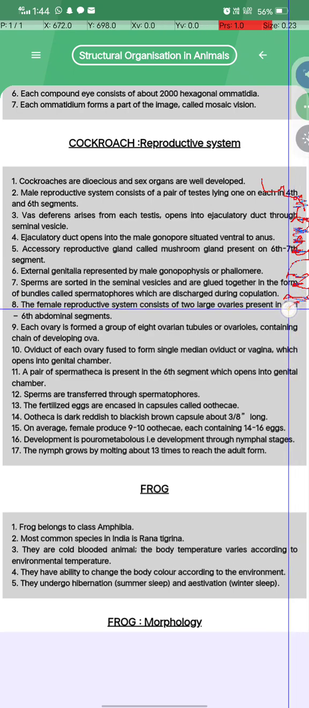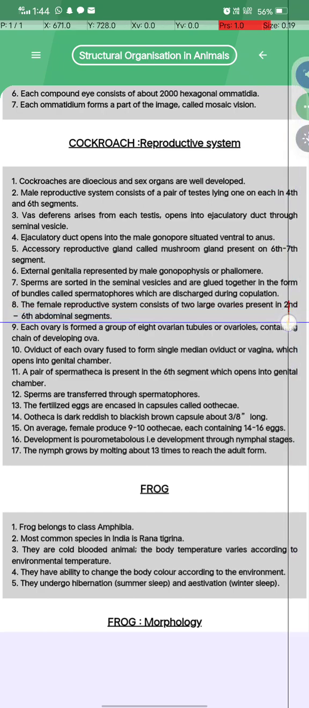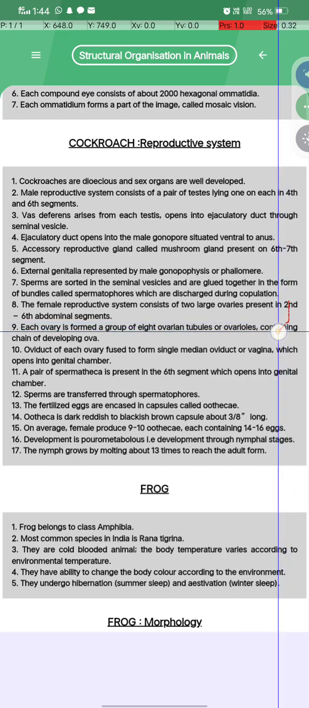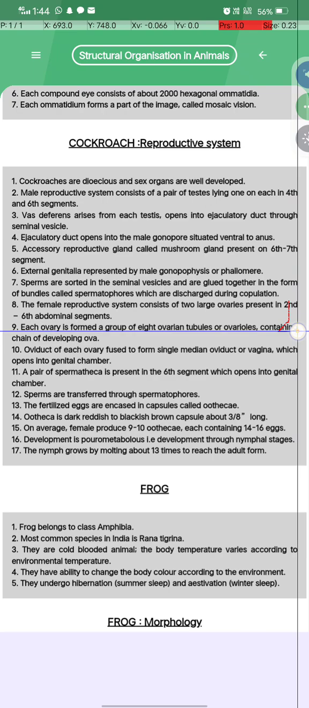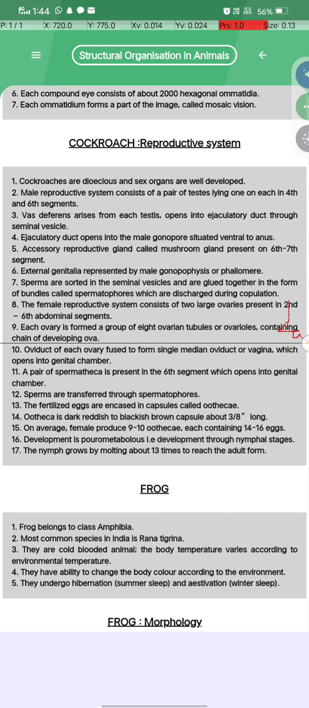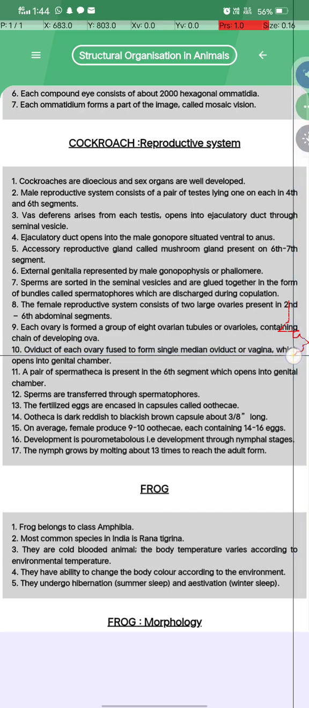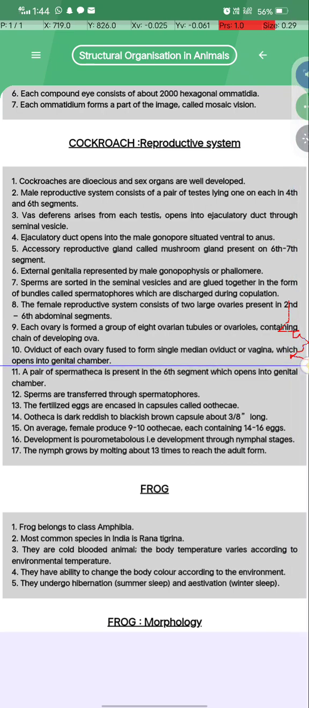The female reproductive system consists of two large ovaries present in the second to sixth abdominal segments, and each ovary is formed of a group of 8 ovarian tubules or ovarioles containing a chain of developing ova. The oviduct of each ovary fuses into a single median oviduct or vagina, which opens into the genital chamber.